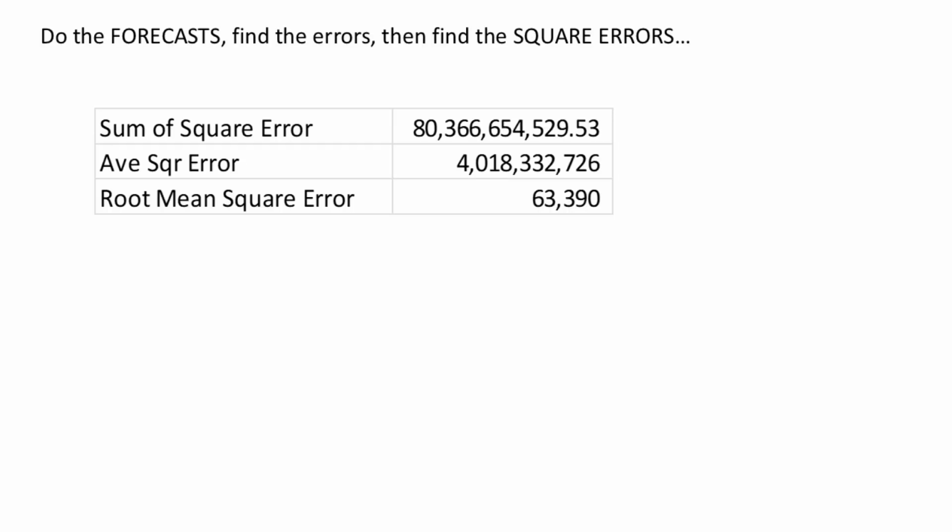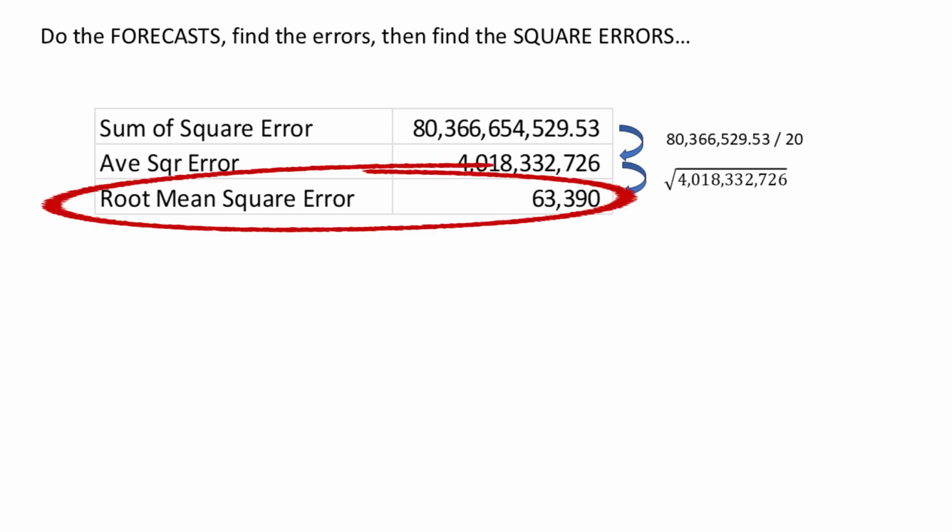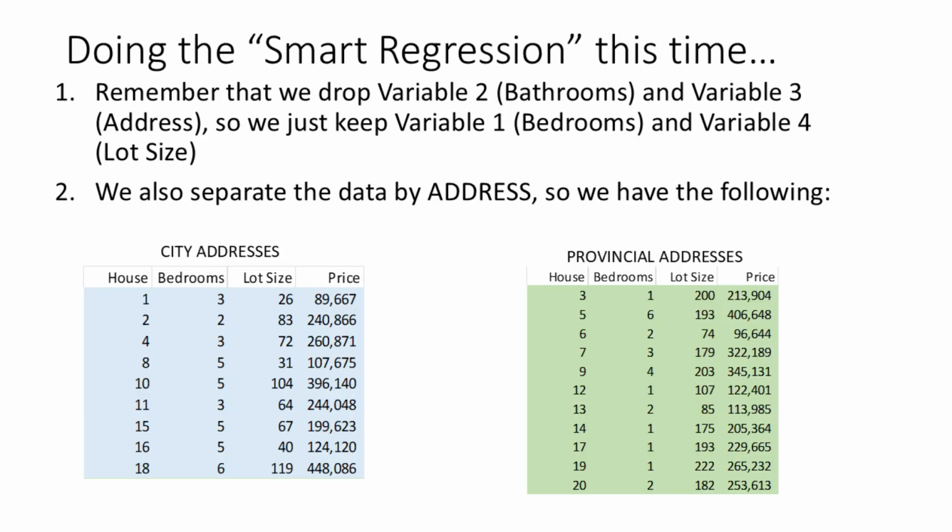For the lazy model, the sum of the square errors is this one, 83,666,654,529. So dividing that by 20 to get the average, we get 4,018,332,276. And this is the average square error. Next, we get the square root of the average square error to find the root mean square error, and here it is 63,390.